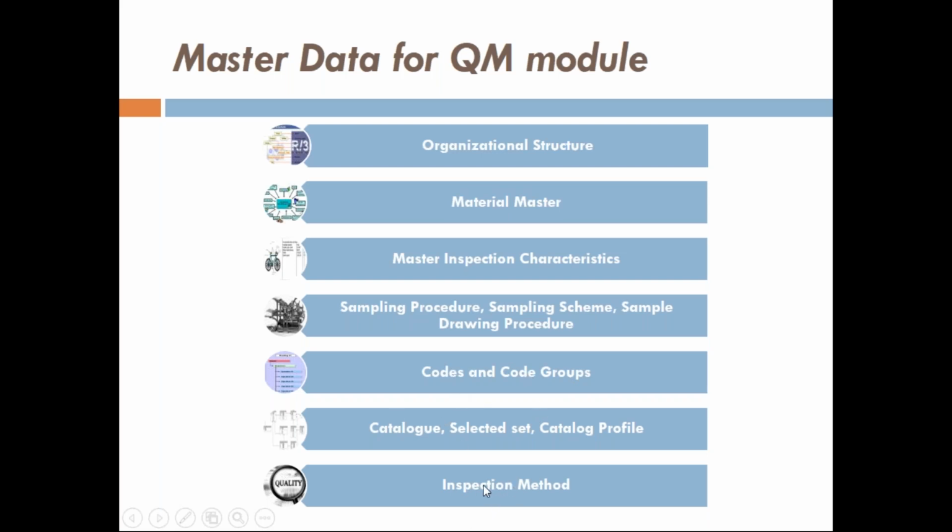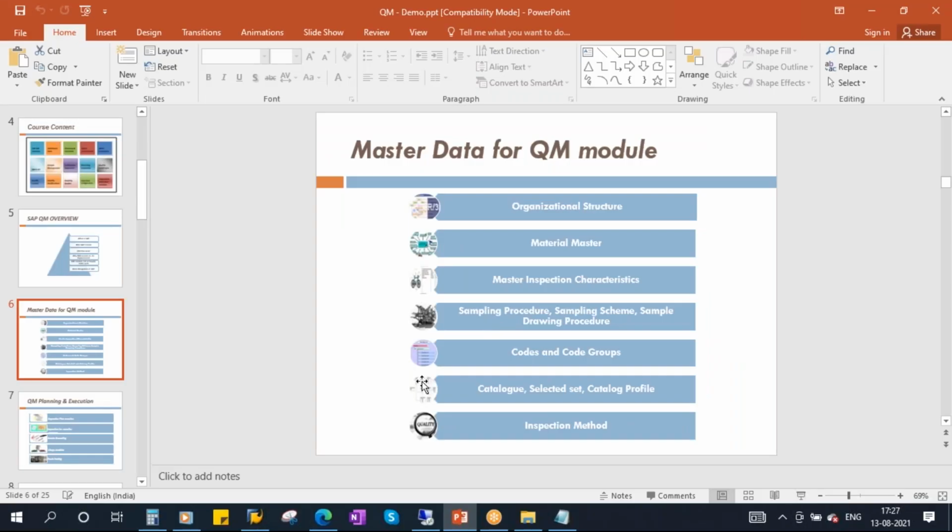Okay, next one is the inspection method. As of now, we know what needs to be inspected, and how much sample quantity I need to take. I know my lower limit and my upper limit. In the case of qualitative ones, I know my codes and code groups. But now the question is how to do the quality inspection. You should know the procedure, the method.